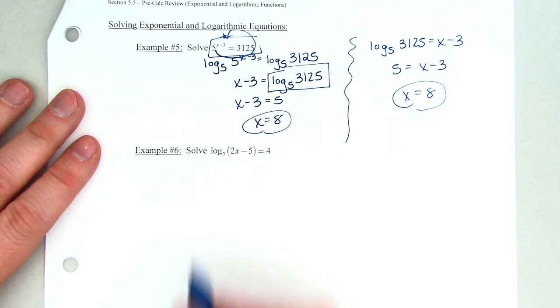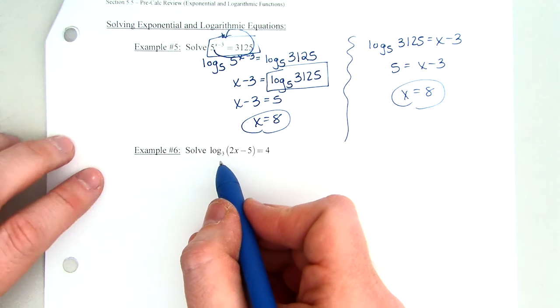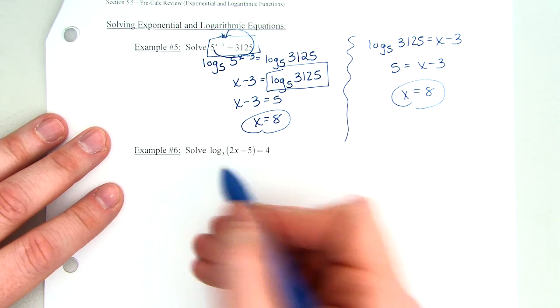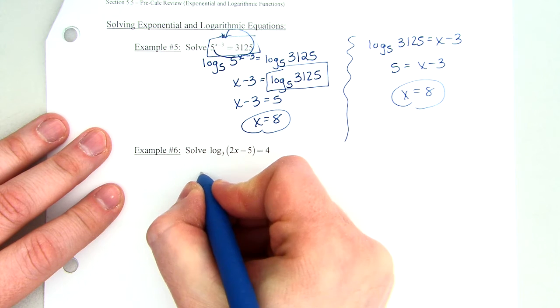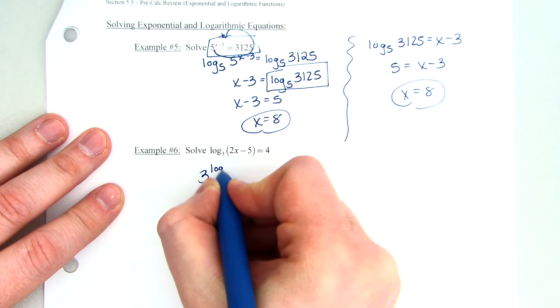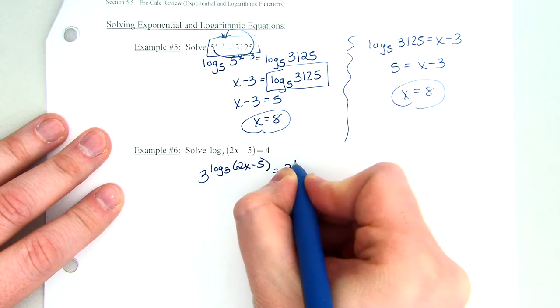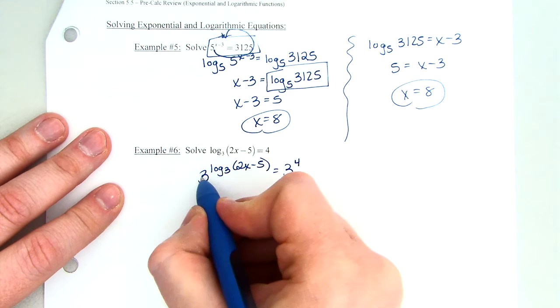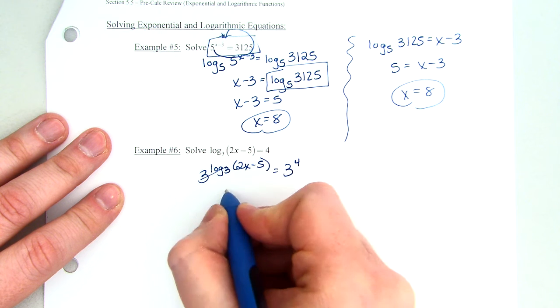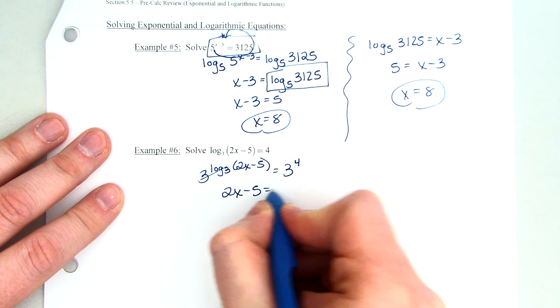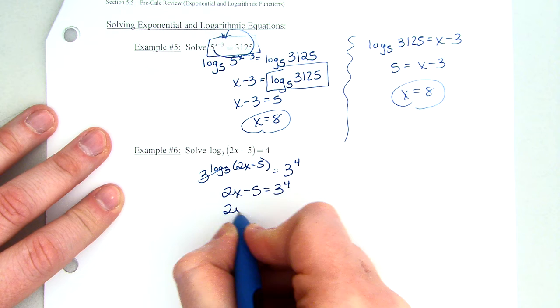Number 6. I have a log. How can I undo a log? By doing 3 raised to both sides if I'm using my inverse properties. 3 raised to the log base 3 of 2x minus 5 equals 3 raised to the 4th. The reason I did that is so I can make the 3 and the log base 3 cancel out, giving me 2x minus 5 equals 3 to the 4th.